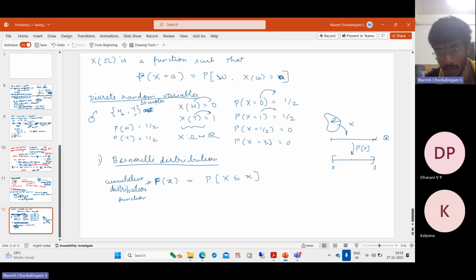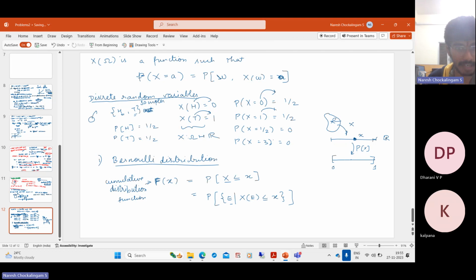So if you take a value small x on the real line, the probability of X less than or equal to small x is what? It is the probability of occurrence of all events such that the random variable associated with that event takes a value less than or equal to the given x. That's all. So this is the probability in terms of the random variable. This is the probability in terms of the events.